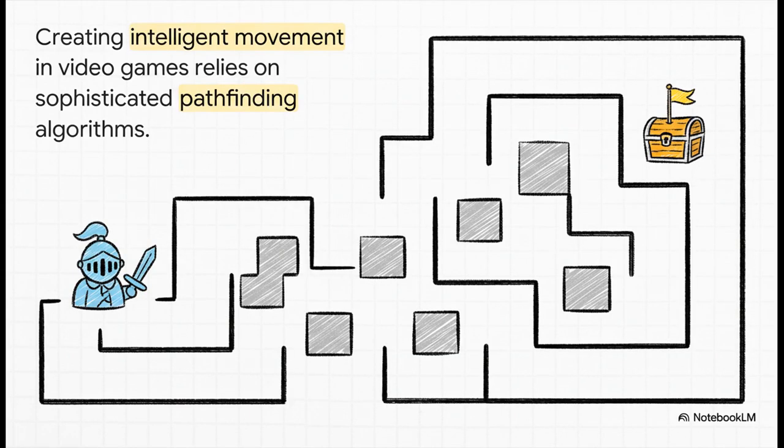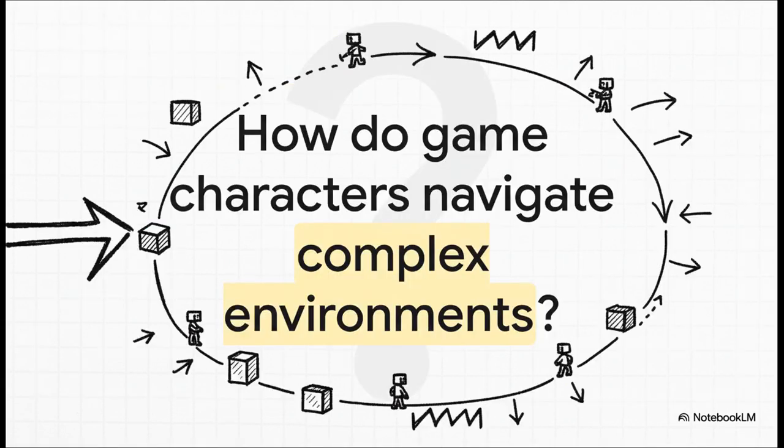Okay, now let's jump to another area where algorithms are creating pure magic: video games. Ever play a game and wonder how a character just seems to know exactly where they're going? I mean, they're not just following one single pre-programmed path. They have to react to you, to obstacles, to a world that's constantly changing. So how do they get from point A to point B without just running into walls or getting stuck?